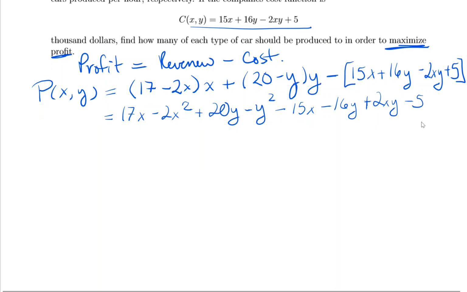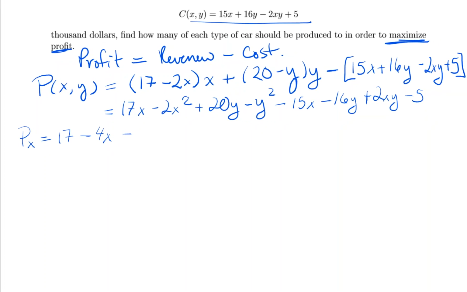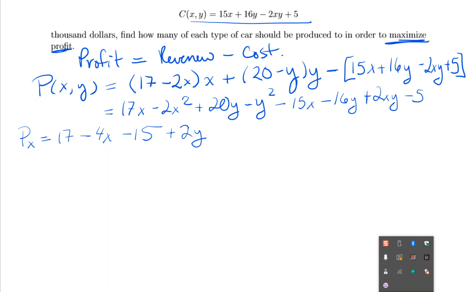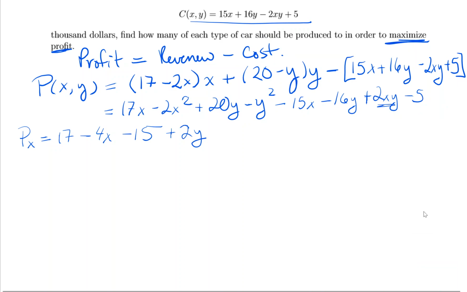Let's see if I can find some critical values off this. So I need to do the x derivative. From that I'll get a 17 minus a 4x, the y's give nothing, minus 15 for that 15x, plus a 2y off of this little mixed term, because you'll derive the x and get a 1, and then nothing from the 5. Okay, let's clean that up a little bit. I'll combine my 17 and my 15 to get a 2. Don't forget my minus 4.